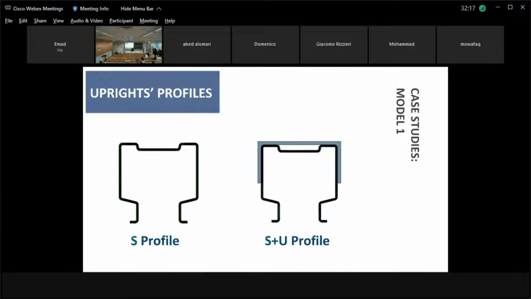Now moving to the profile used for the upright. On the left, we can see that the S profiles with different thicknesses starting from 2 until 4. And here we use also the reinforced profiles at the bottom of the columns to increase the resistance, because at the bottom we have high axial forces and bending moments.